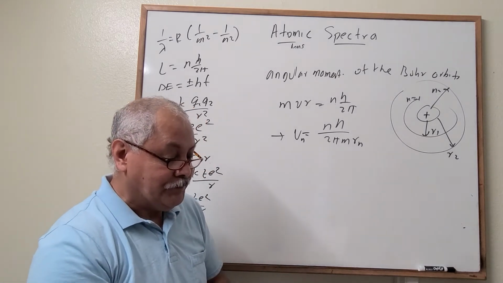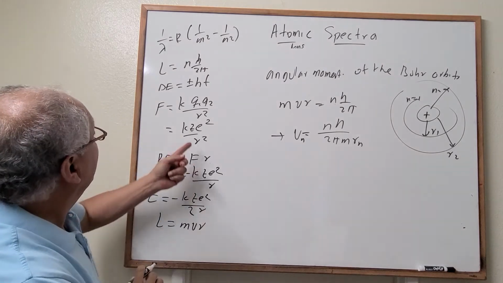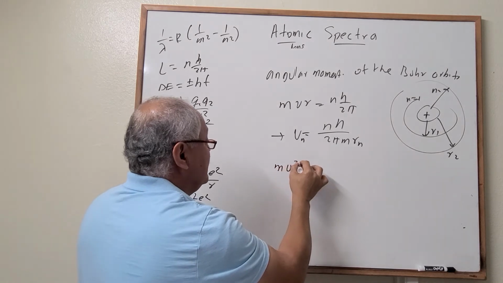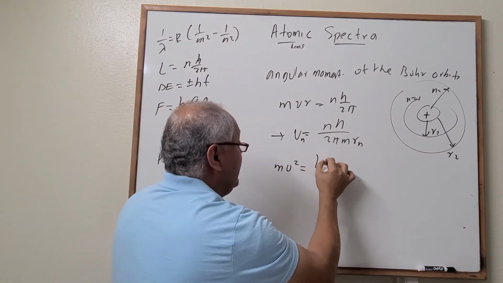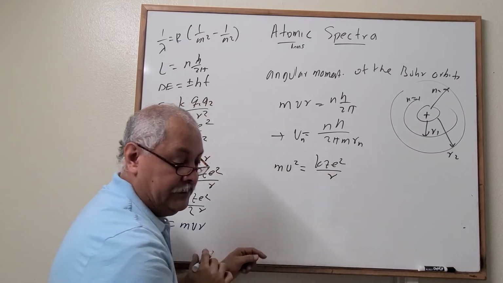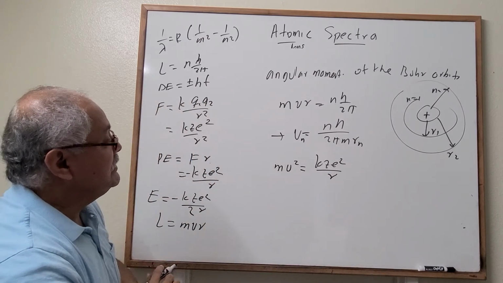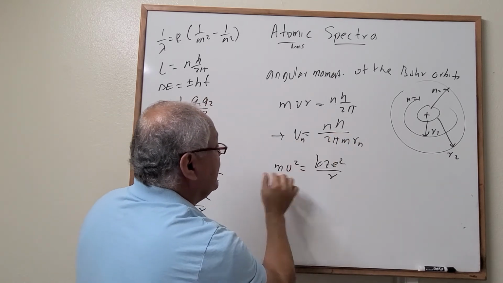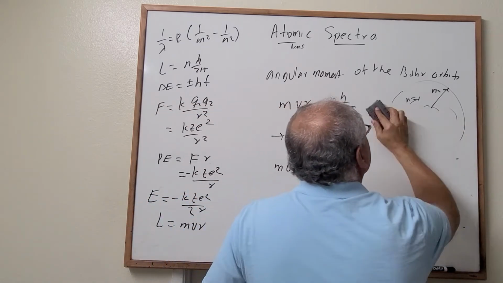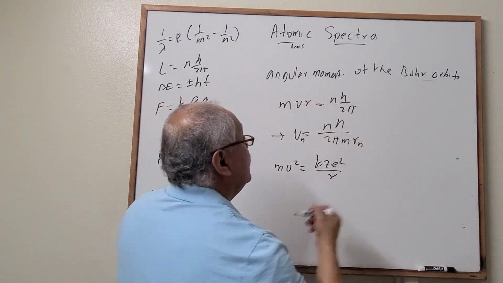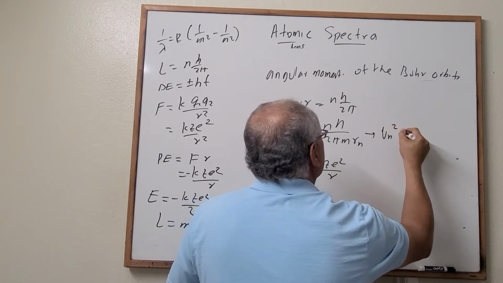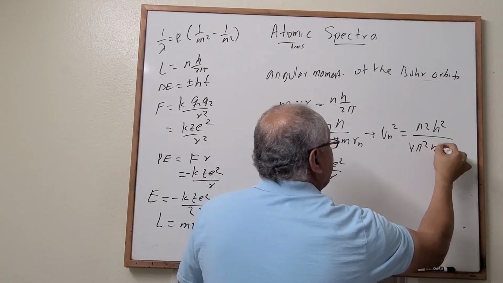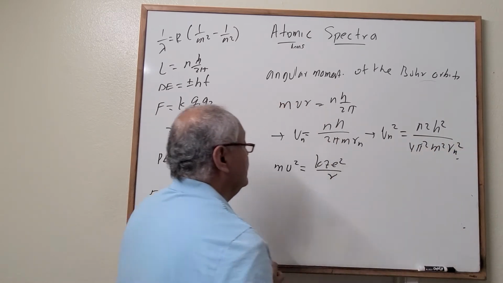Now, we found before, I erased it, but that mv squared is equal to k z e squared divided by r. Correct? We found that part. Now what happens if we take this v squared and apply it right here? Let's do it. From here we have that v sub n squared is equal to n squared h squared divided by 4 pi squared m squared r sub n squared.